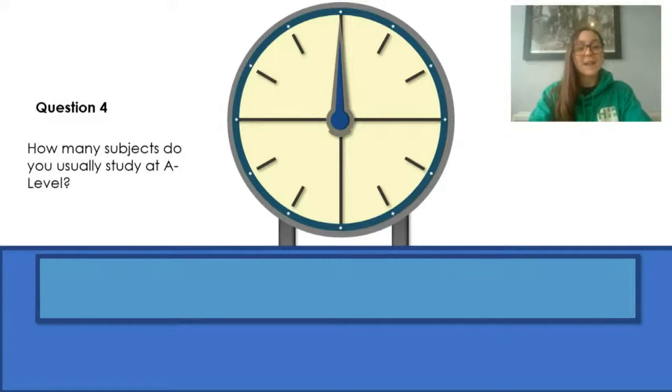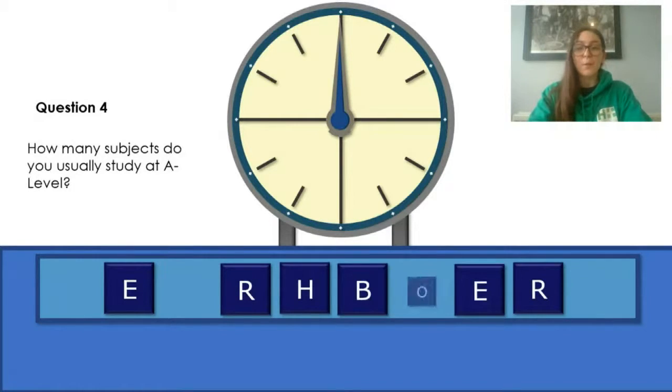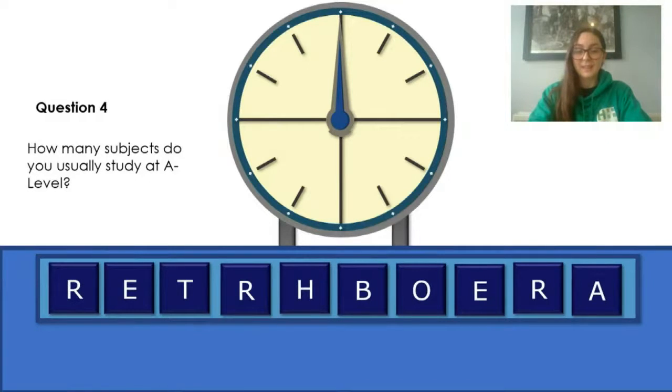So how many subjects do you usually study if you do A-levels? So this time it is a number we're looking for, but we're going to spell it with our letters. So have a look. 30 seconds on the clock. How many subjects do you usually study at A-level? Let's have a look at the letters that are there. Can we think of a number that will be spelled with those letters? We're halfway through our countdown.